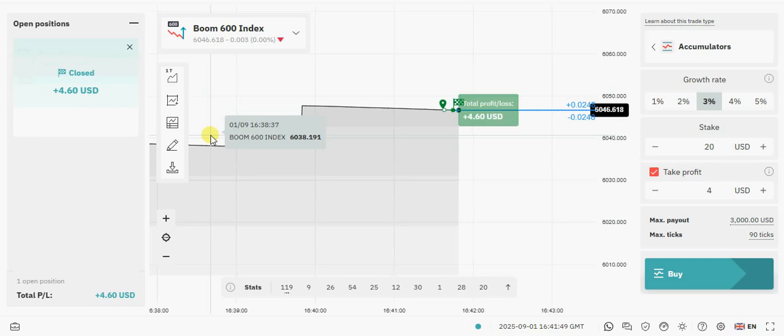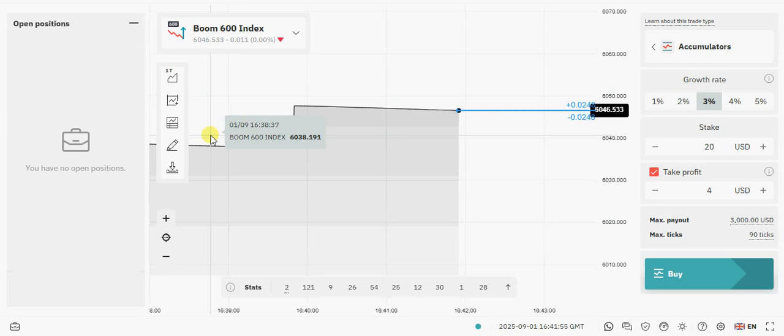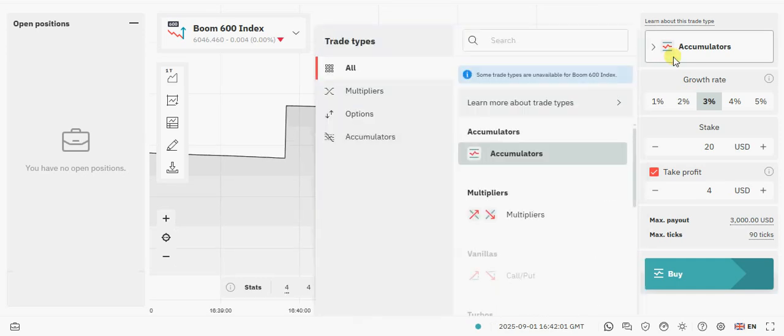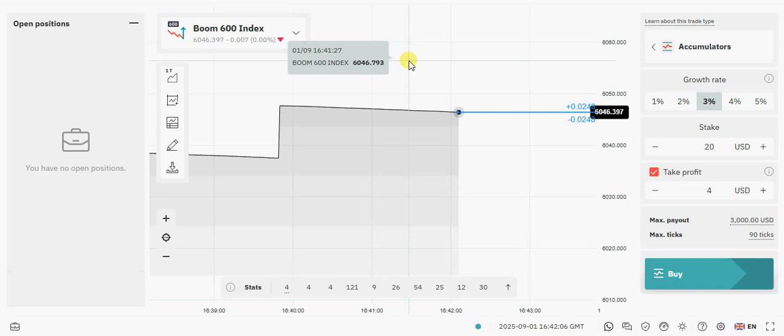I will show you when to enter the trade. You can see I had to wait for a number right there before I place that trade. Go to Boom 600, log in, go to D Trader, Boom 600, go to accumulator. You can only trade accumulator and multiplier when you're trading Crash and Boom or Jump indices and whatever.